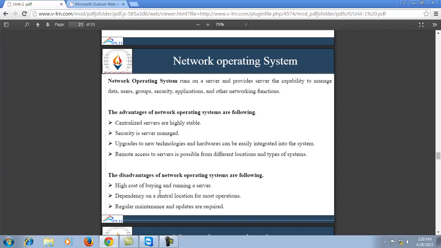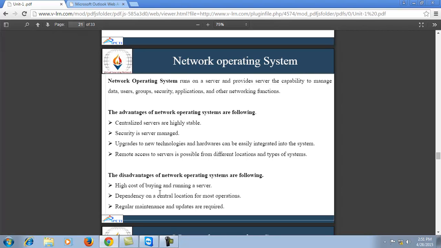This is a network operating system that runs on a server and gives the server the capability to manage data, users, groups, security, applications and other networking functions. Everything is managed on the network very easily by using some network devices. The advantages of a network operating system are the following: centralized servers are highly stable. There is a centralized server which provides all kinds of support to all the clients, all the systems. Security is server managed.